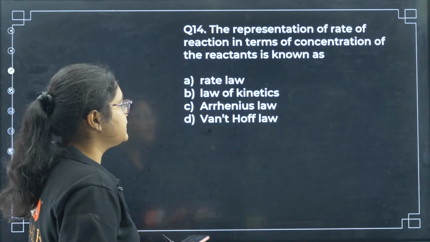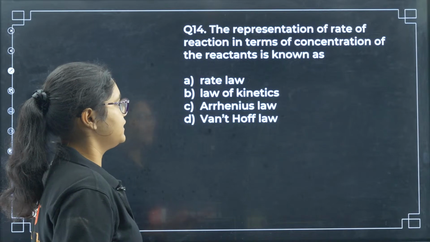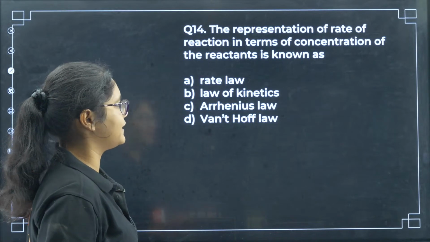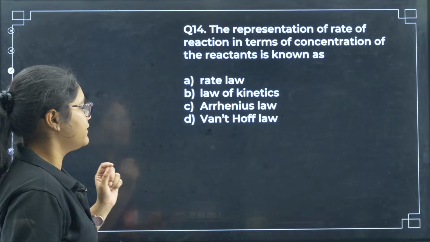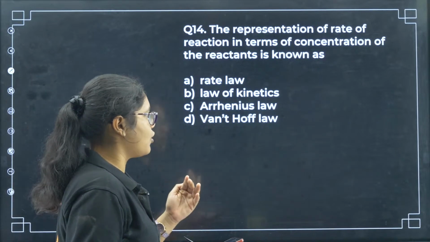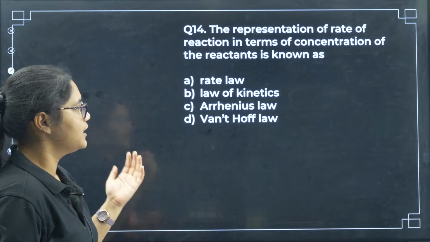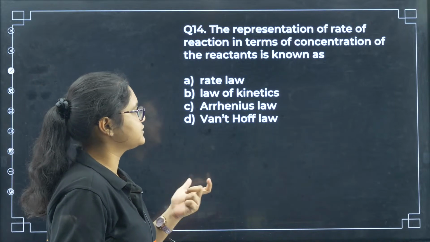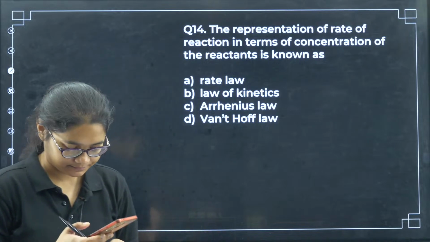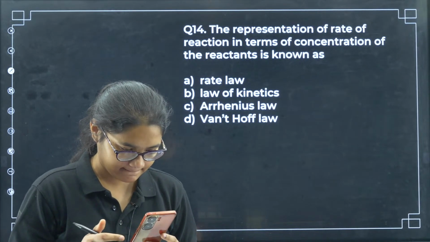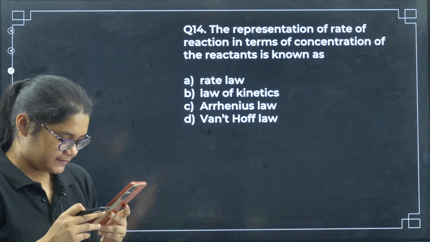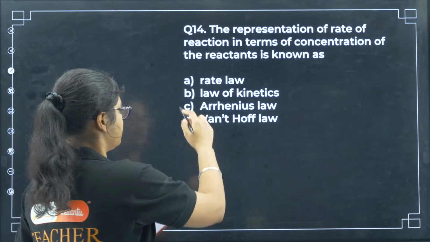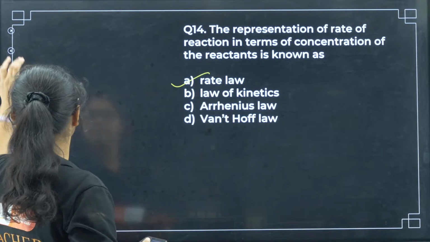Next, the representation of the rate of the reaction in terms of concentration of the reactants is known as. This is a definition based question. Very easy question. The representation of the rate of a reaction in terms of the concentration of the reactants is known as. Yes, quick. 14th A, rate law. Very good, all of you are correct.